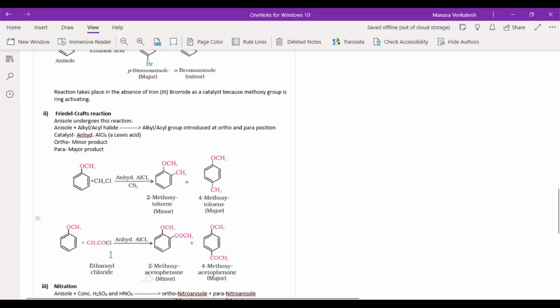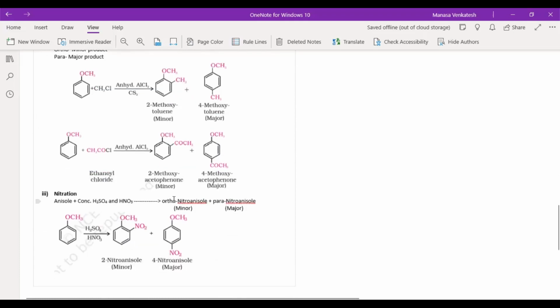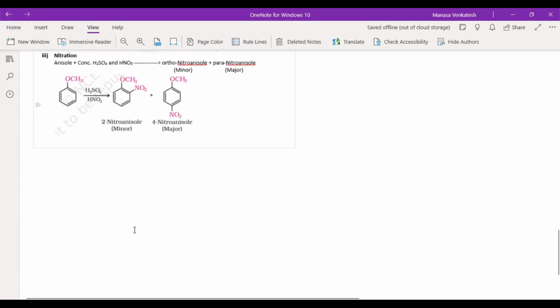And in case of ethanoyl chloride, which is an acyl chloride, it gives us 2-methoxyacetophenone and 4-methoxyacetophenone, with the para as the major product. Next is nitration. Anisole reacts with concentrated H2SO4 and HNO3 to give us a nitro group at the ortho and the para position. And as with all the other electrophilic substitution reactions, we have the minor product at the ortho position.